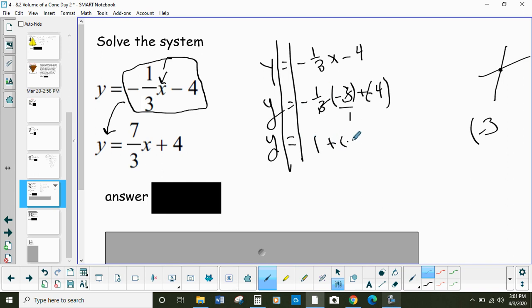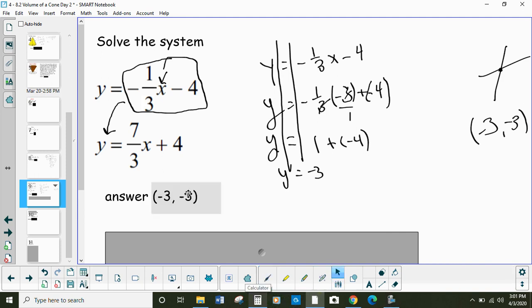I have a 1 and a -4. Opposite teams when we're adding means subtract. Negatives have more. So these two lines are going to intersect at that point, -3 and -3. These coordinates will make both of these true.